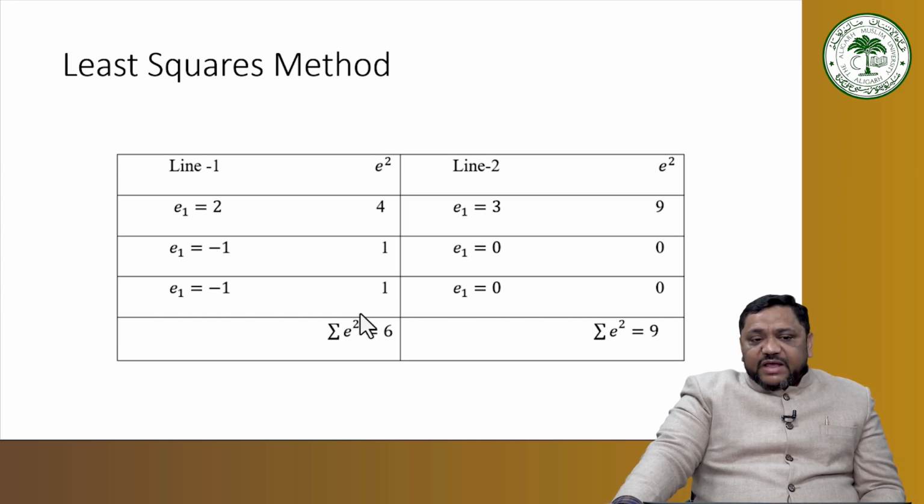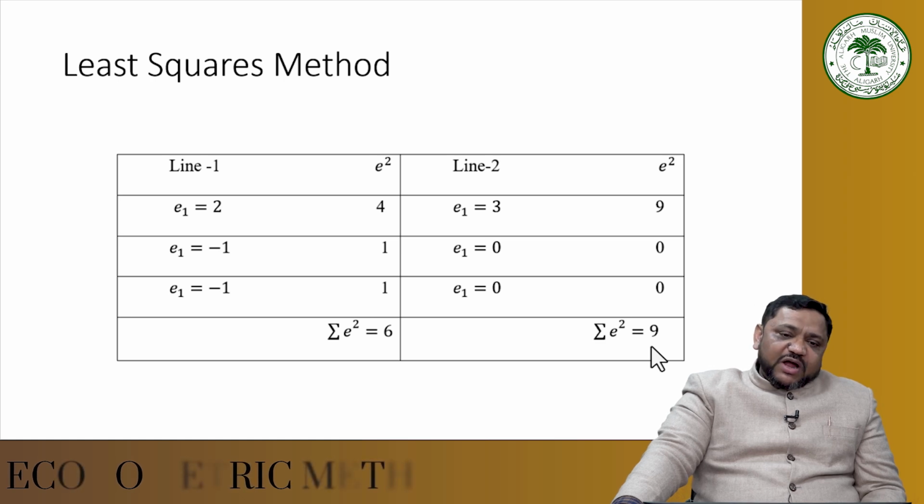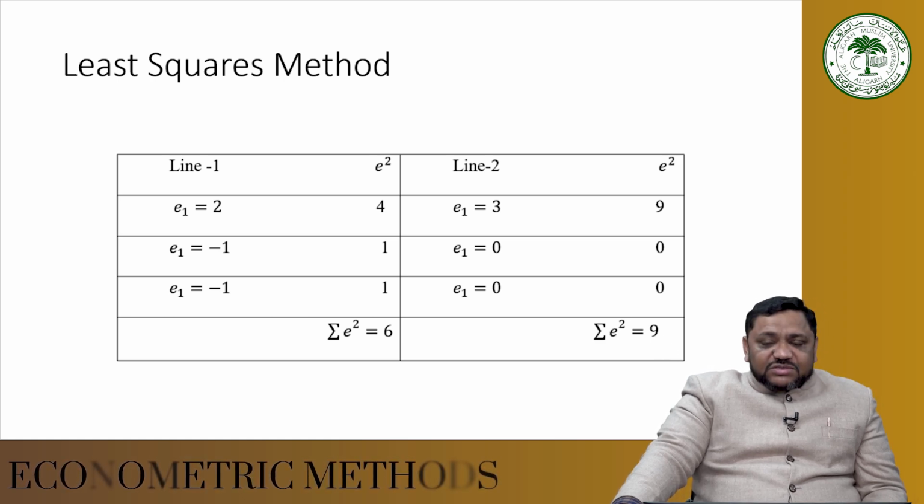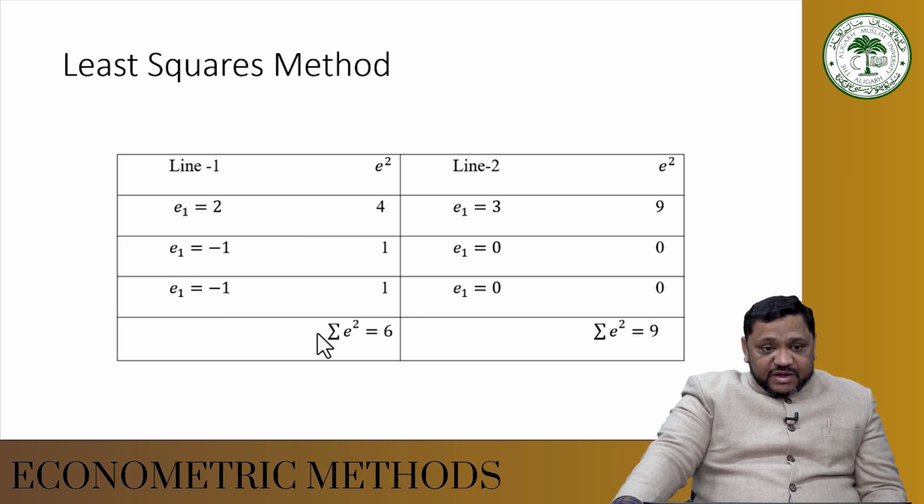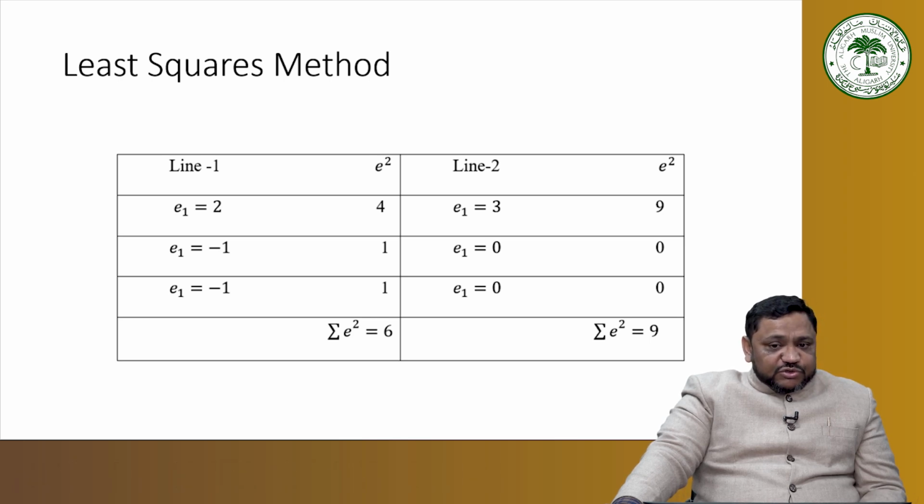So for the first line, the sum of squared errors was 6, and for the second line, which was passing through 2 of the data points, the sum of squared errors is equal to 9. Now we should prefer the first line. This is what is called the least squares method. When we use the least squares method, we get the best line using this criterion. So it is evident that the least squares method is a better criterion for fitting the regression line.